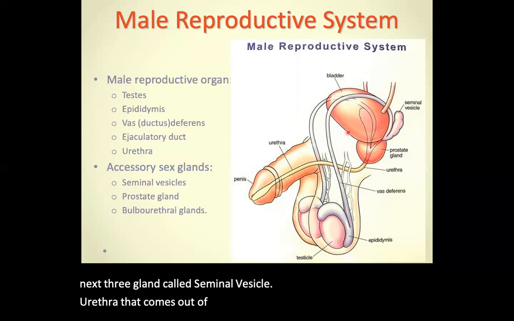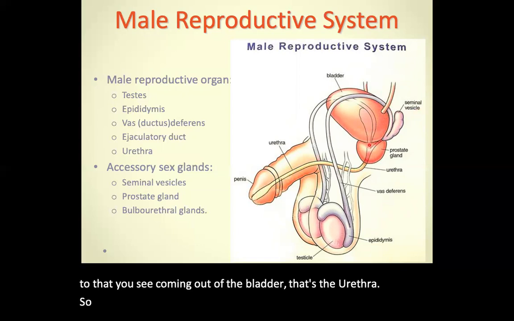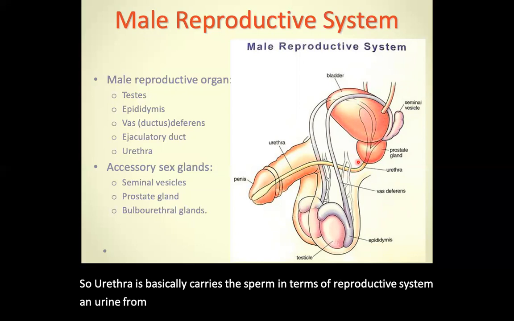So if this is the bladder, this long tube that you see coming out of the bladder, that's the urethra. The urethra basically carries the sperm in terms of the reproductive system, and urine from the bladder in terms of the urinary system, out of the body.